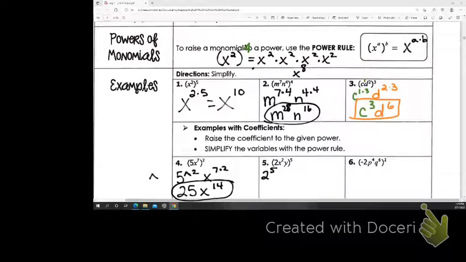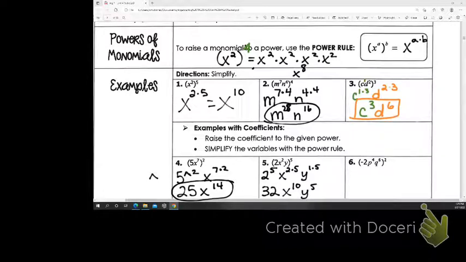And if I do that, I get 32. And then I'm doing x to the 2 times 5, so x to the 10th. And then y is 1 times 5, so y to the 5th.